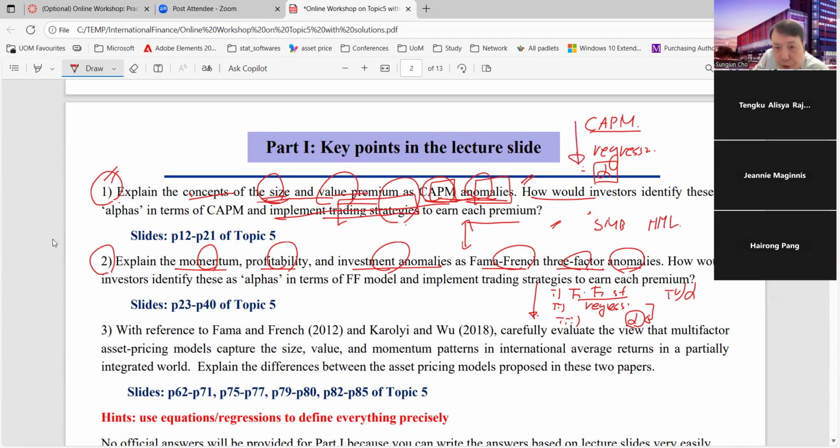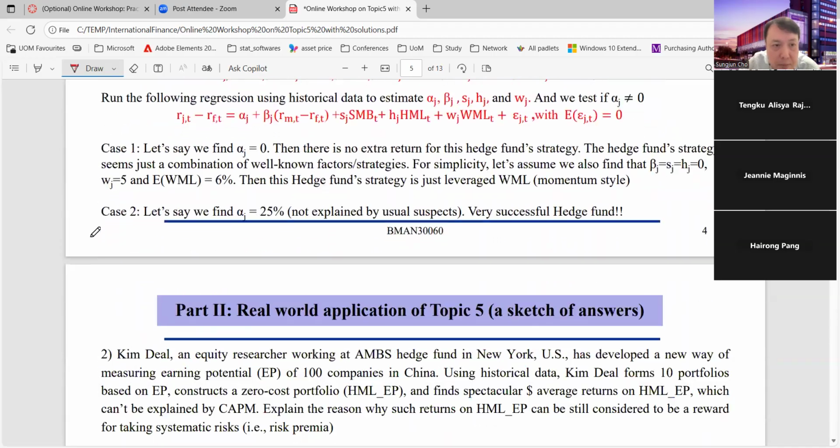And finally, how would you implement the trading strategy? Well, you need to think about the winner minus loser strategy, the robust minus weak strategy, and the conservative minus aggressive strategy. So that's the overview. Let's talk about that step by step.